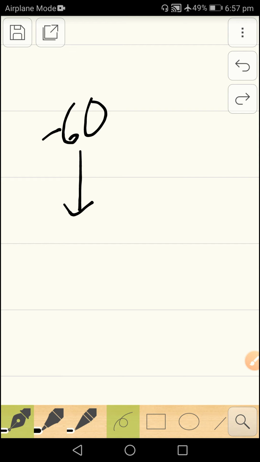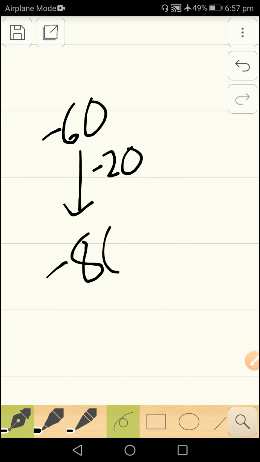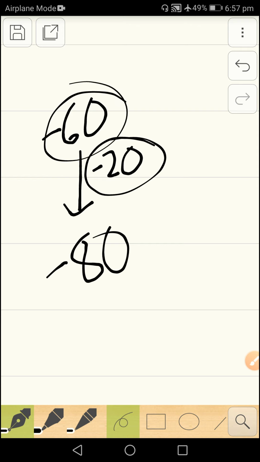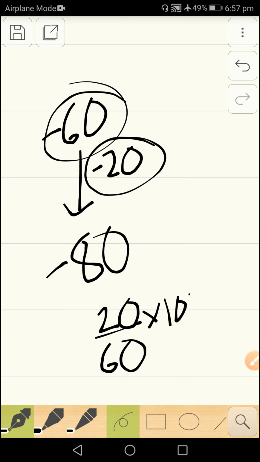Okay, no, the change in charge density is -20, so the final lattice is -80. Okay, so tell me, what is the change? Change is 20, the initial is 60. So what is the percentage of change? 20 by 60 into 100%, that means it's a change of 33%.